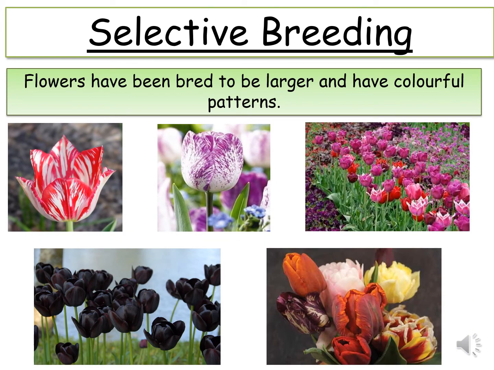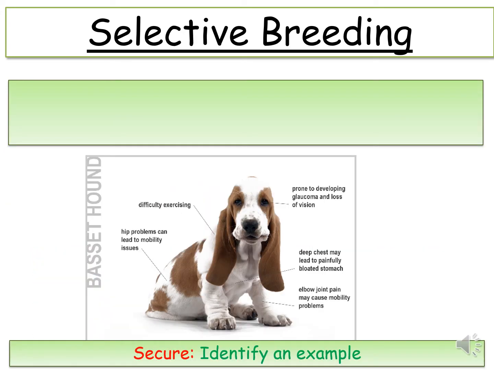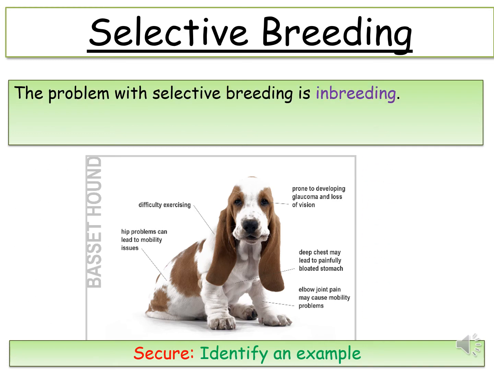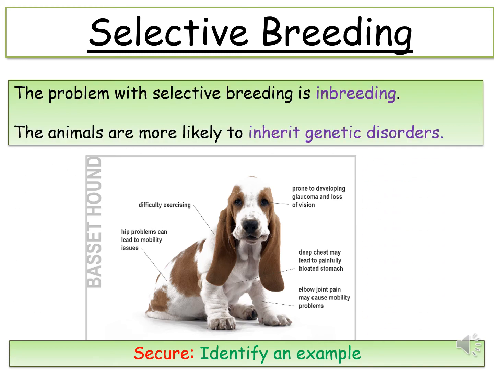Now we've looked at the advantages of flowers, crops and animals, but of course there are disadvantages too. Here is one example of disadvantages in animals. So first of all, the problem with selective breeding is inbreeding. Secondly, it leads to inherited genetic disorders.